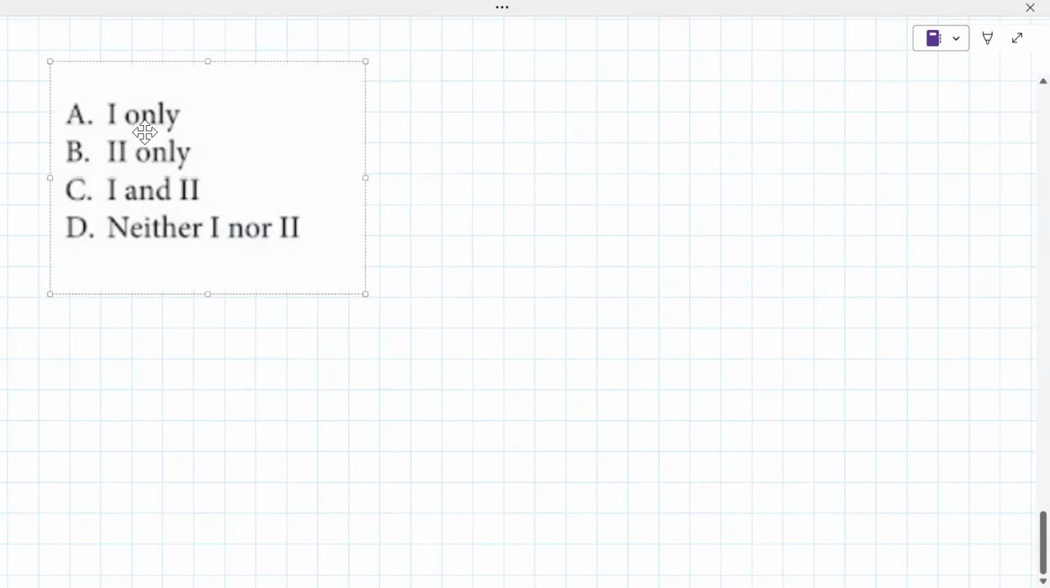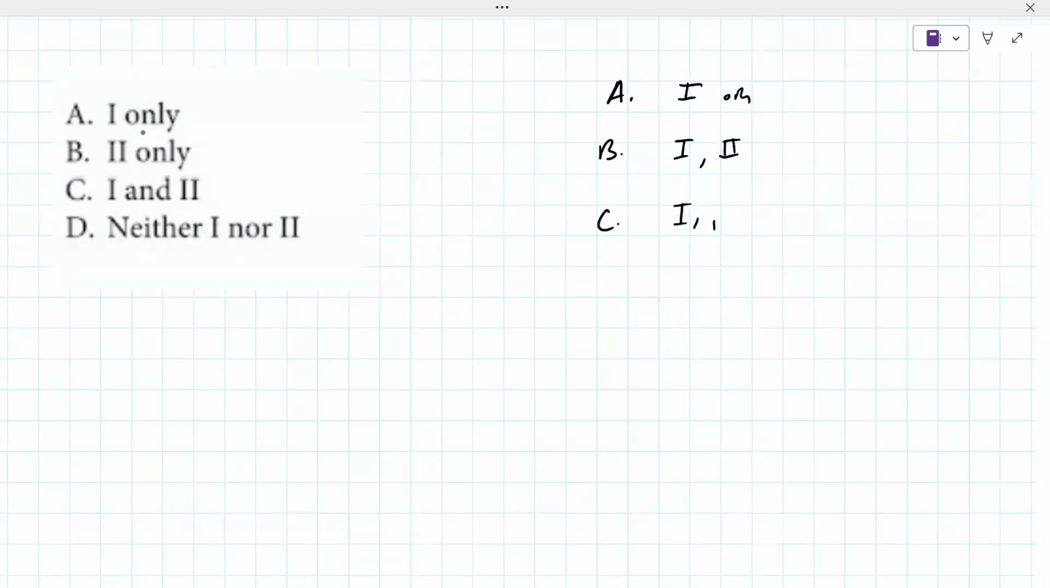You're looking for overlap. A better one would be like I only, B would be I and two, C would be I and three, D would be, I don't know, two and three, for example. Okay. So the one that the letter appears the most in is the one you check first.